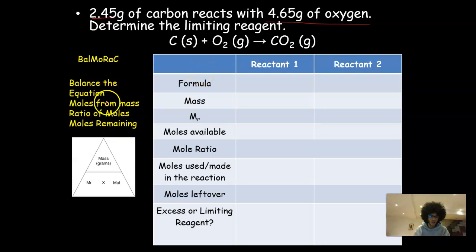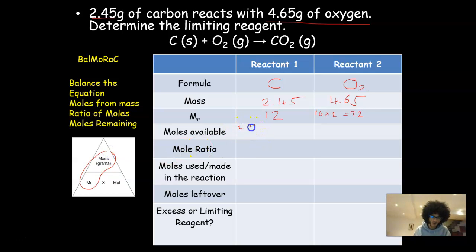Again, we're going to follow the same kind of model. So I'll put the formula in of the reactants, so carbon and oxygen. The masses, it's 2.45 and 4.65. And then your MR, so for carbon, it's just 12. For oxygen, it's 16 times 2, which is 32. Now, to work out the moles available, again, it's mass divided by MR.